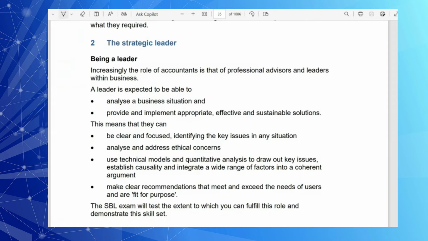You have to play yourself strategically. Being a strategic leader, you should be a leader. Increasingly, the role of the accountant is as a professional advisor, and leaders are required.